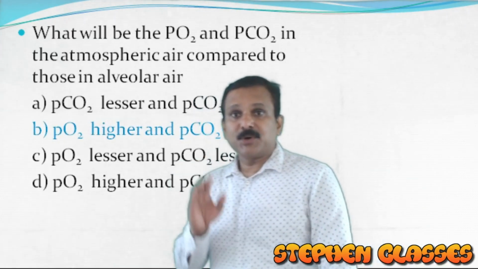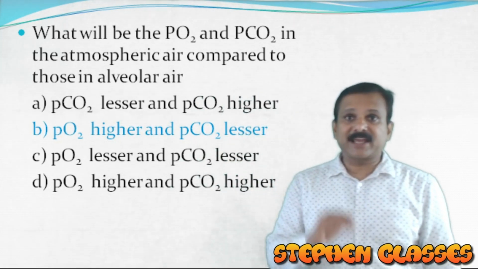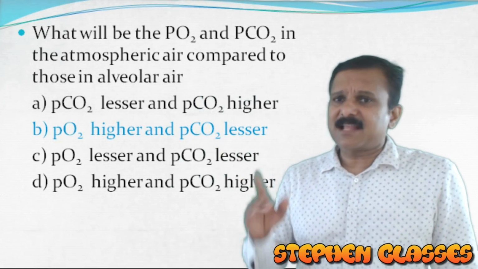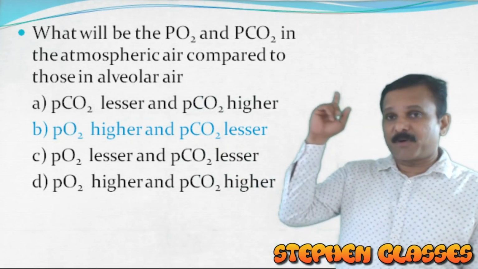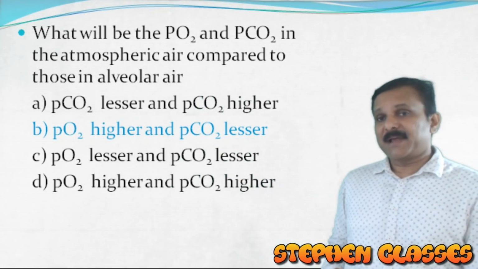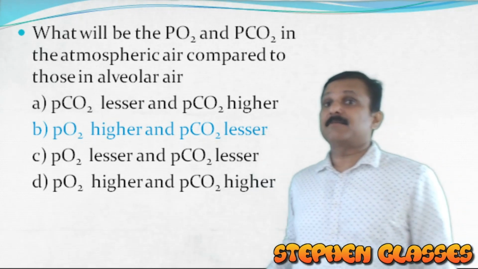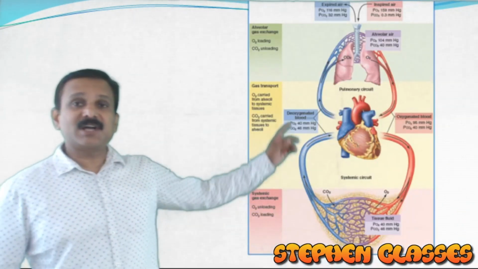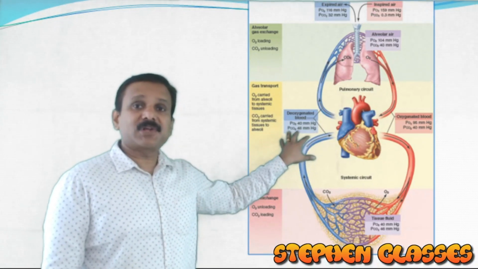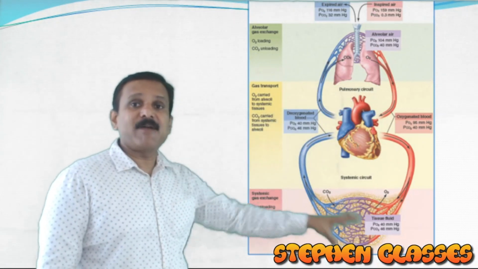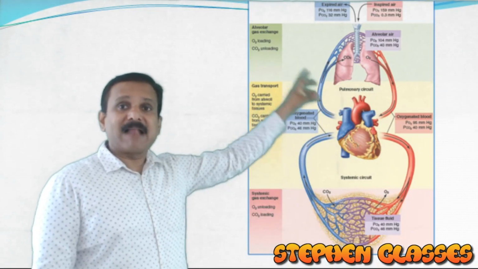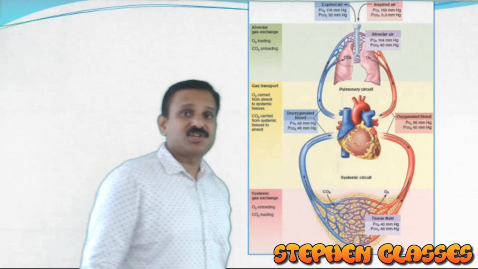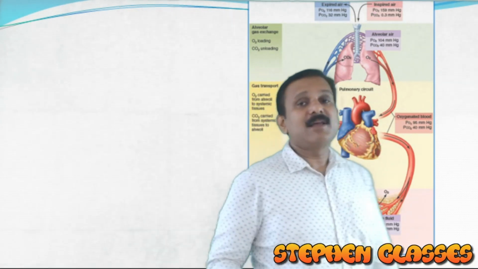What will be the PO2 and PCO2 in the atmospheric air compared to that in alveolar air? Again, I remind you about the table or the diagram given in your NCERT. In this picture, you can see the partial pressure of gases in all 5 parts: atmospheric air, alveolar air, deoxygenated blood, oxygenated blood, and also in tissues. So you have to learn the values by heart.